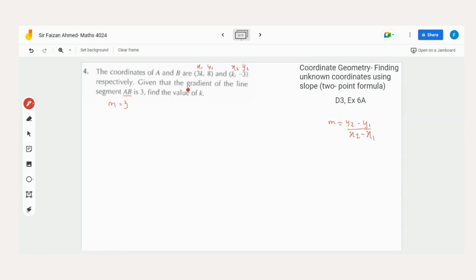Given that the gradient of the line segment AB is 3, the gradient is given as 3. When these 2 points are joined together, they are forming a line, and the gradient of that line is 3. We have to find the value of k.